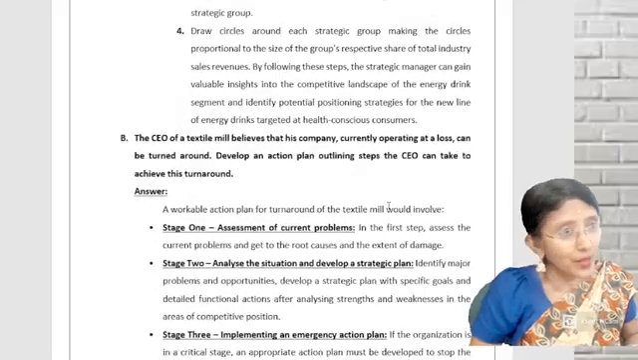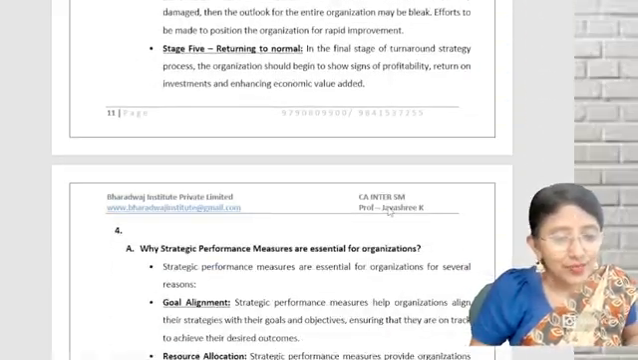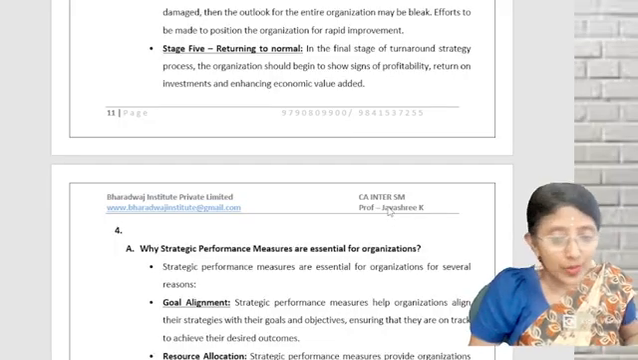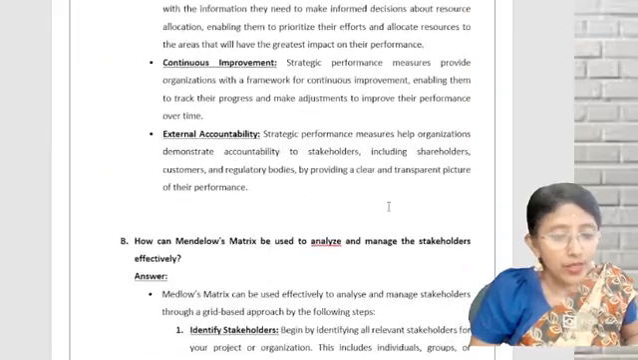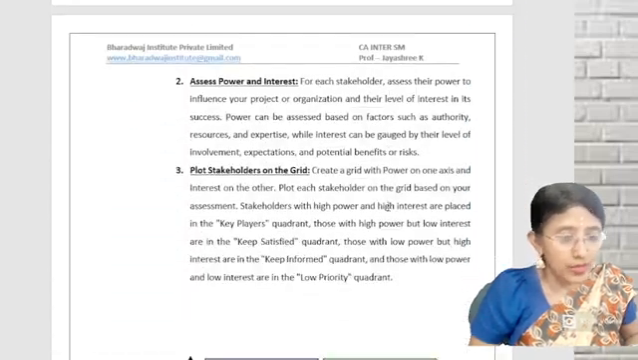Okay, turnaround is turnaround strategy, isn't it? Okay, then why are strategic performance measures important? It is chapter 5. You have strategic performance measures there. How can Mendelow's matrix be used to analyze and manage stakeholders? Please draw the chart and give the answer. Okay.